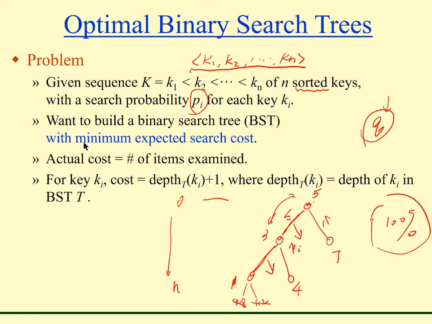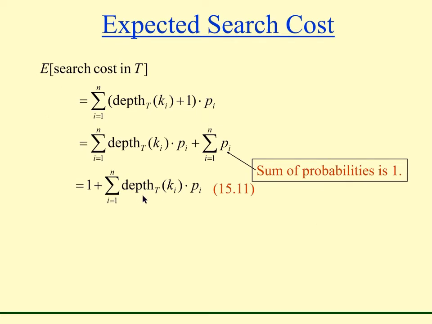So we'll look at the minimum expected search cost. That means we want to find the BST, the binary search tree, which can make this one the smallest. That means after you get the tree and then you calculate this value, this is the smallest. Let's look at one example. Based on different arrangements of the keys, different BSTs, we have different values for this.